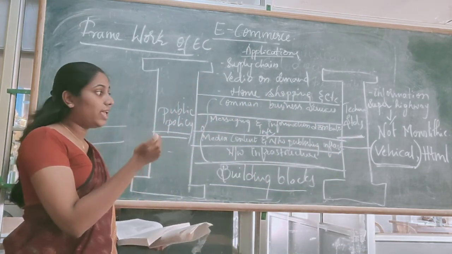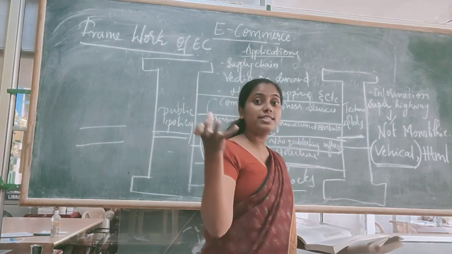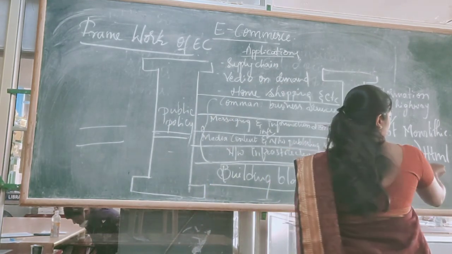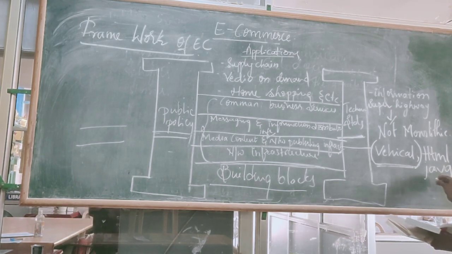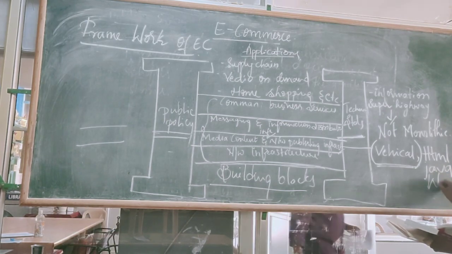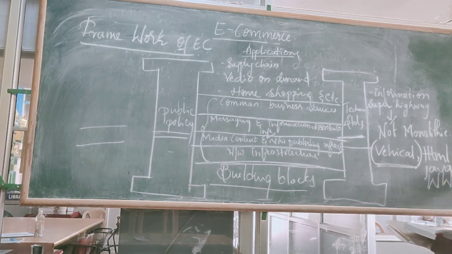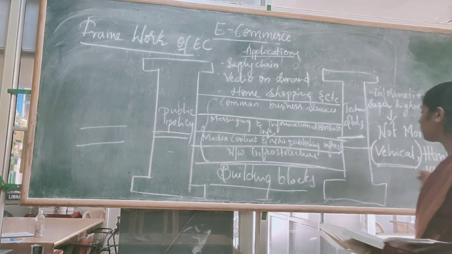In the network, goods are sent in the form of what? HTML or Java, or you can send it by www. The information is put in this kind of vehicles.